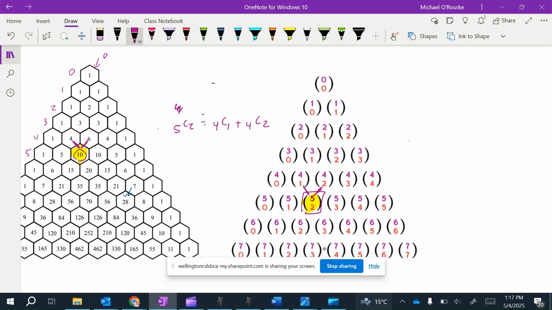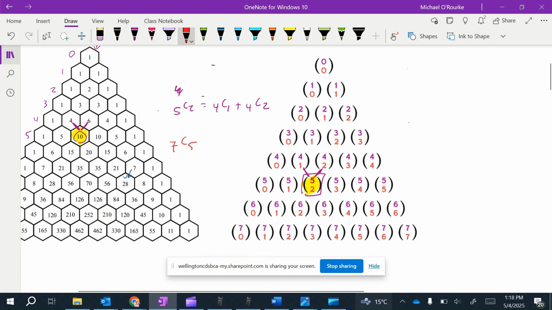If I go, let's do 7C5. Here's 7C5 right here. So what's going to equal 7C5 is 6C5 plus 6C4. Okay, and the way I remember it is, let's go back to 7C5. 7C5 equals, you go one lower on the rows, 6C, and you keep the higher one, keep this number the same, and you add on one before it.